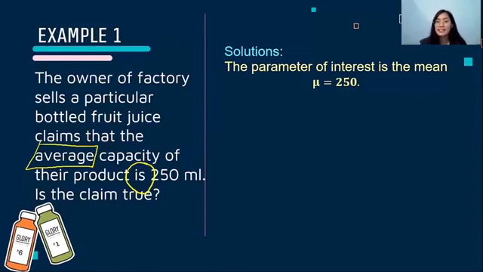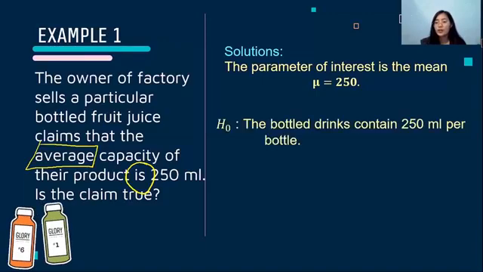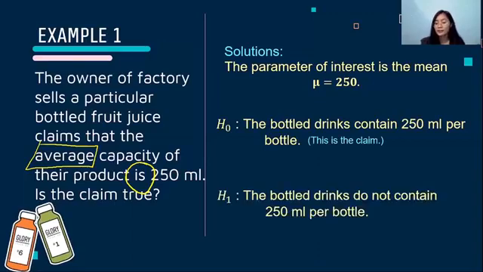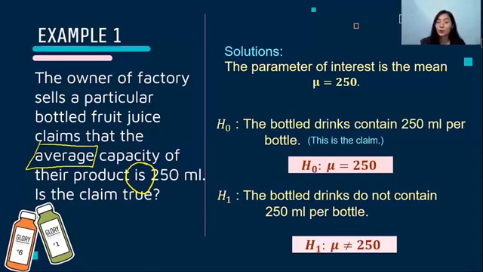Since the null hypothesis states that there is no difference at all or no changes, we can say that the null hypothesis here is that the bottled drinks contain 250 ml per bottle, and this is our claim. For our alternative hypothesis, we're just going to contradict our null hypothesis. If the null says 250 ml, the alternative is that the bottled drinks do not contain 250 ml per bottle. In symbols, we have mu is equal to 250 for our null, and for our alternative, mu is not equal to 250.